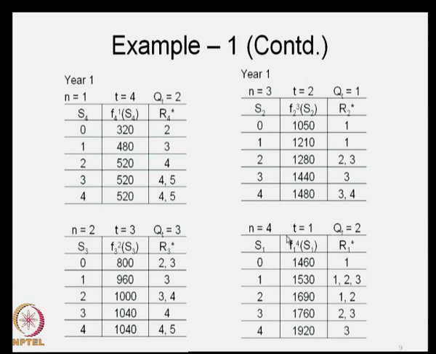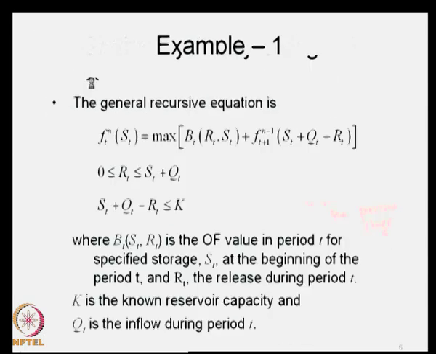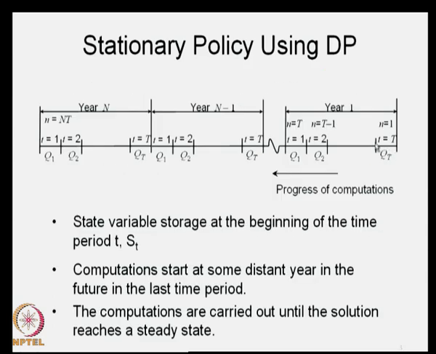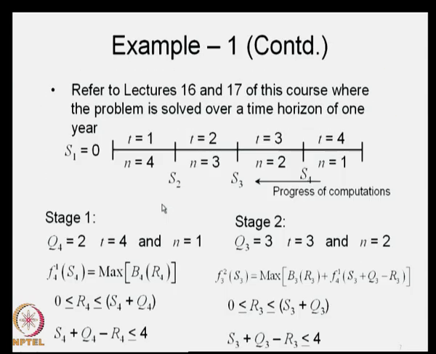Now, we progress to year number 2. So, what we are looking at is this diagram here. Year number 1, we are progressing in the backward direction, go to year number 2, solve for year number 2, go to year number 3, solve for year number 3, always relating with what has happened in the previous stage. This is what we are doing.